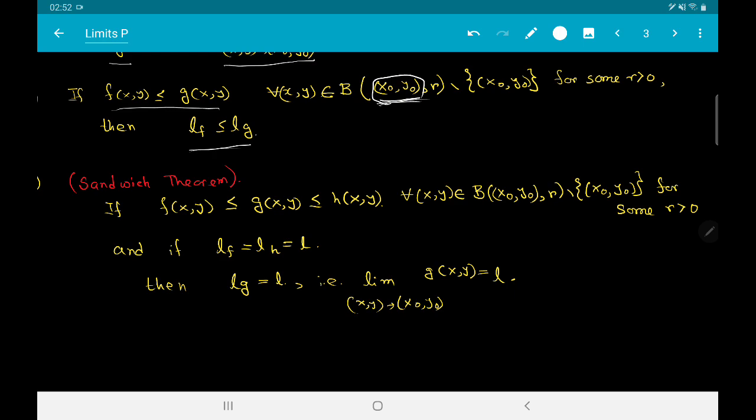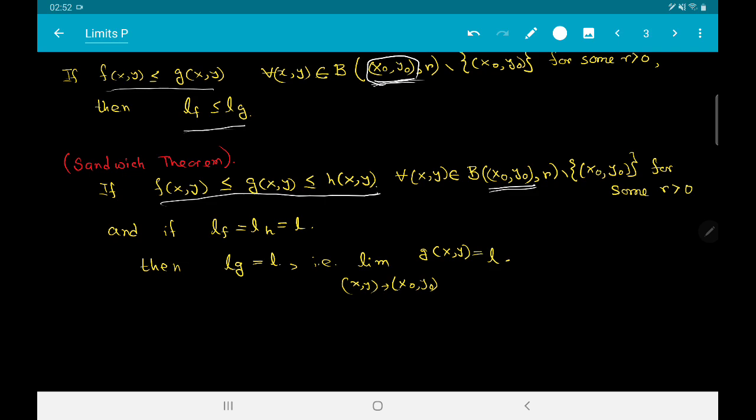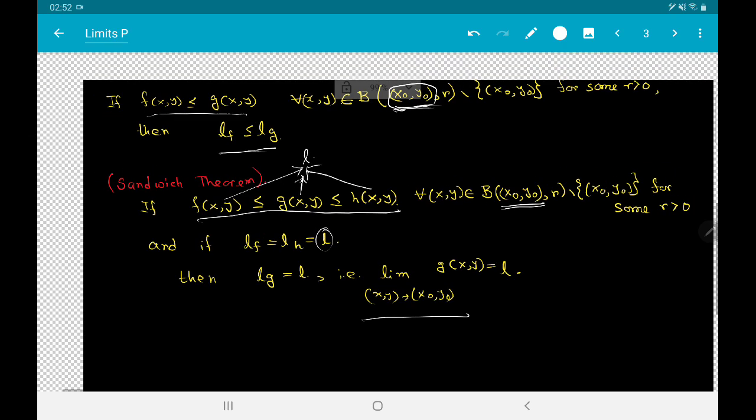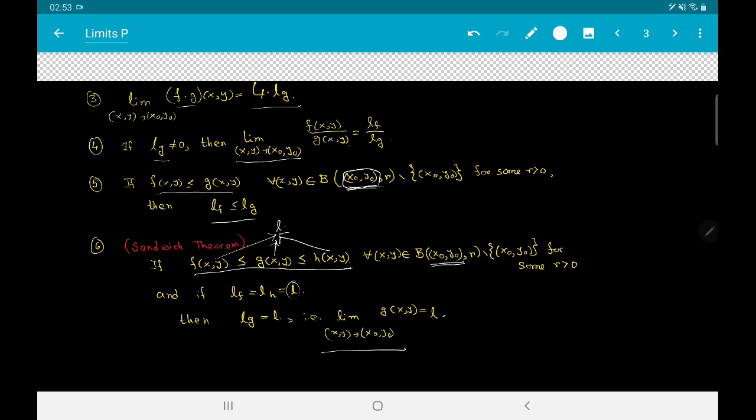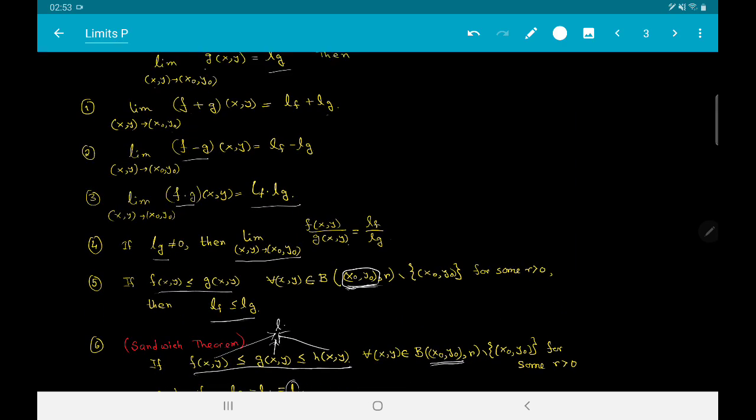So again, if for all points which are near to (x0,y0) this inequality is satisfied, that f(x,y) is less than or equal to g(x,y), and this is less than or equal to h(x,y), and also if these two have the same limit as (x,y) goes to (x0,y0), and if we call this common limit L, then g must also have the same limit as (x,y) goes to (x0,y0). So this explains a lot of things about limits.